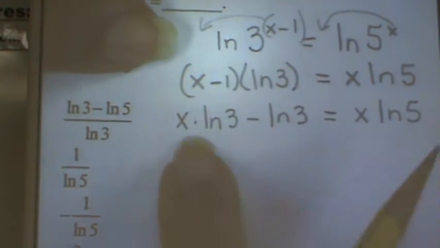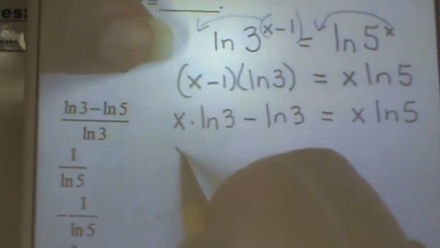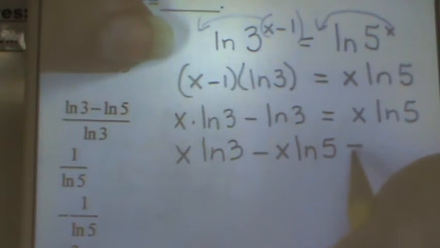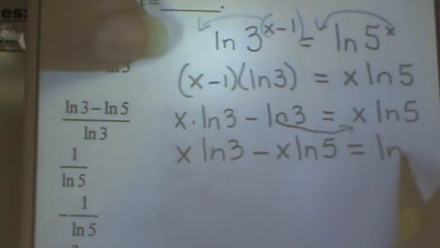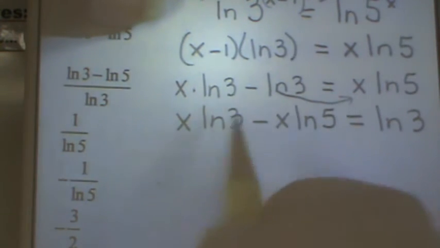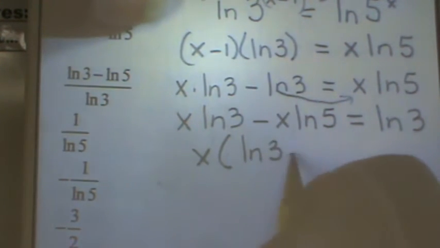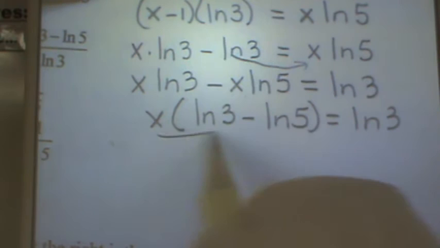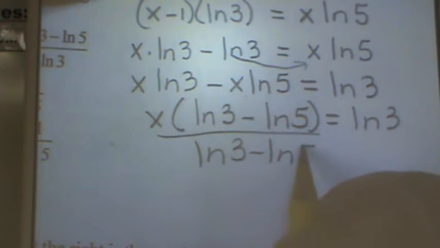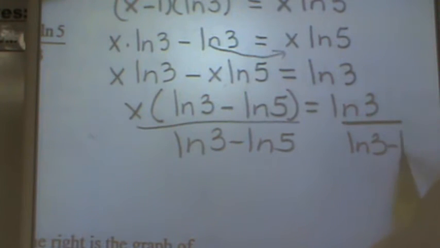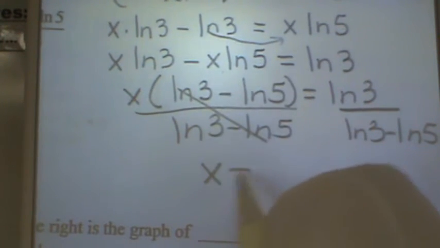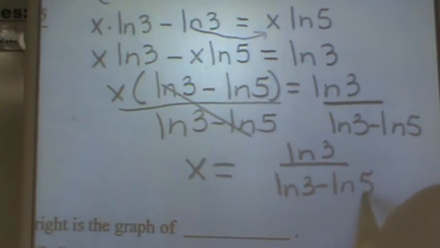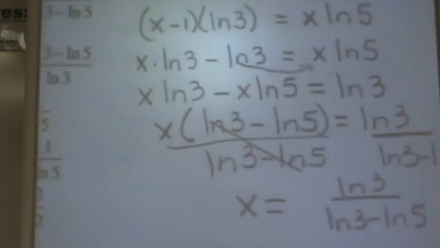Now I'm going to bring this x term over here. So x ln 3 minus x ln 5 equals, this is going to go to the other side, positive ln 3. I'm going to factor an x out, and I have ln 3 minus ln 5. And I'm going to divide both sides by ln 3 minus ln 5. So your answer is x is equal to ln 3 over ln 3 minus ln 5. The correct answer would be A.